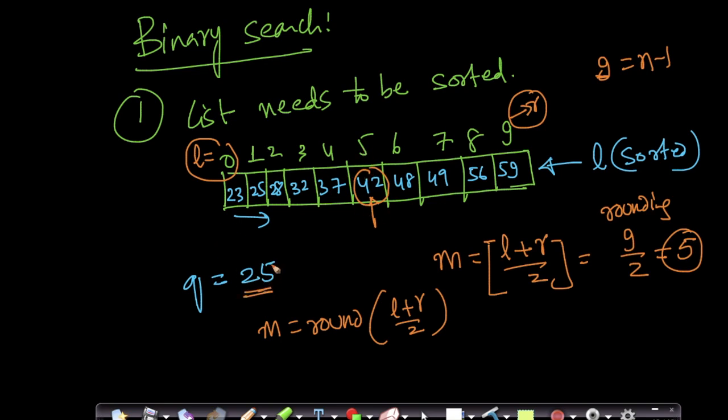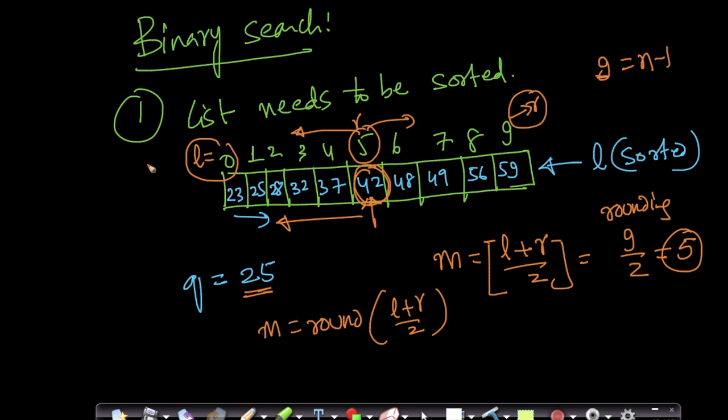Now, is 25 less than 42 or greater than 42? It's less than 42. And since I know that this array is sorted in increasing order, my 25 will be found below index 5 because index 5 value is 42. If 25 exists in this array, it has to be between 0 and 5 because everything above 5 is a number greater than or equal to 42, right? So if my 25 exists in this array, it has to be on the left of this index 5. So what I'll do now is change my R to 5.